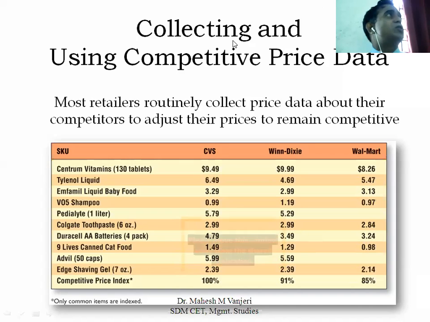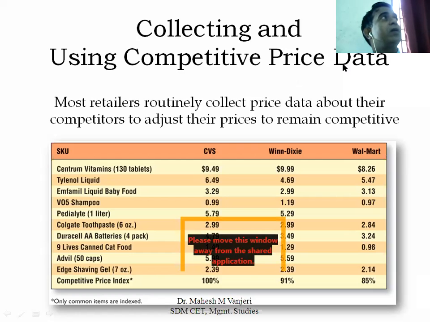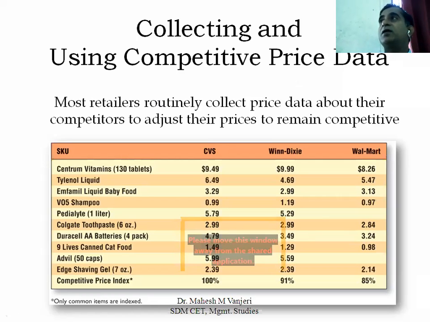Then the second factor the retailer needs to consider while setting retail prices is competitive information. So what prices are set by other retailers in the same market? Because if the same product is sold at two different prices in the same place by two different retailers, where will consumers go? The retailer who is selling the product at a lower price, the customers will go there.